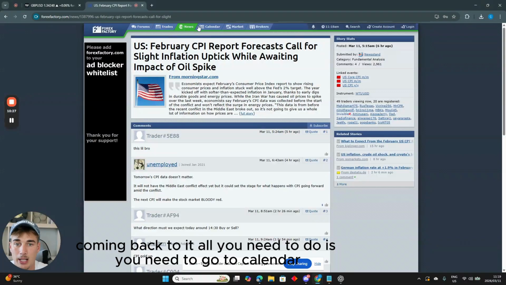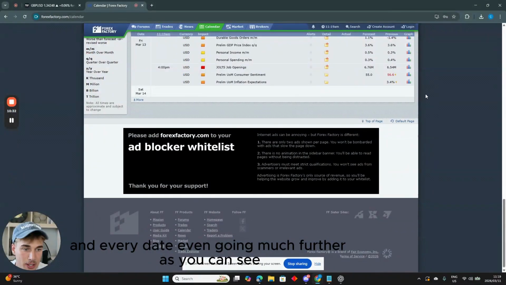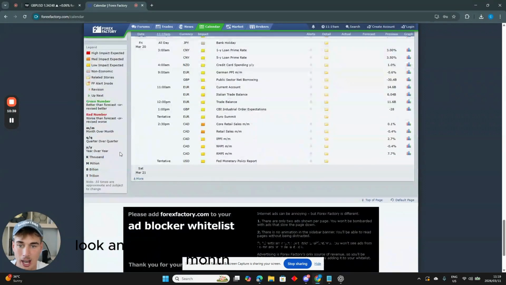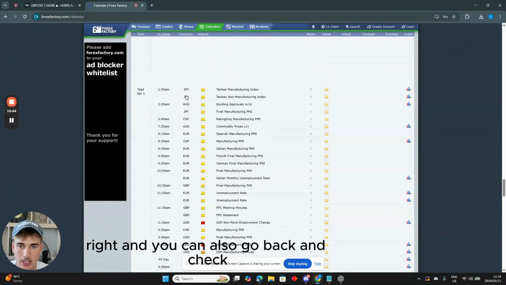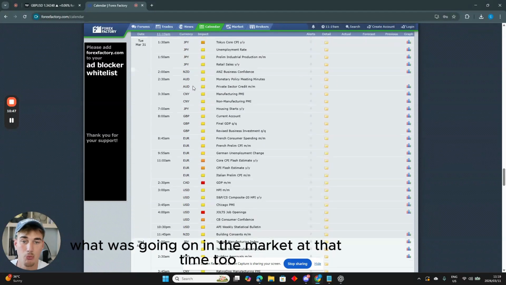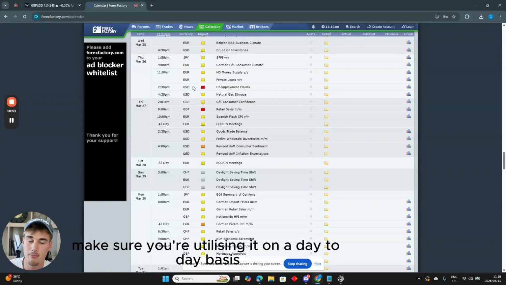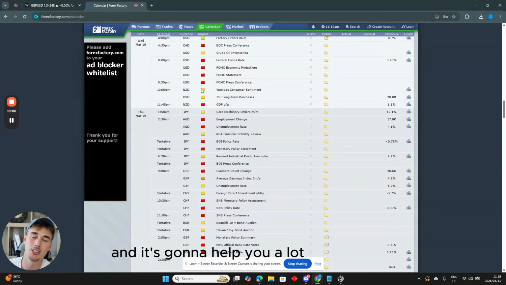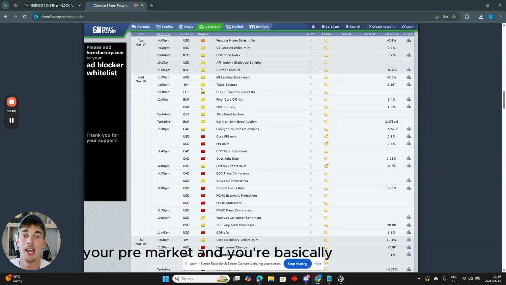Okay, so coming back to it, all you need to do is go to the calendar and every date, even going much further, as you can see, I can literally keep on clicking up until next month to understand what I can expect in the markets, right? And you can also go back and check what was going on in the market at that time too. So Forex Factory is important. Make sure you're utilizing it on a day-to-day basis so that you can identify the trade ideas that you're going to be taking, and it's going to help you a lot in your technical analysis and your pre-market, basically predicting the future, essentially.